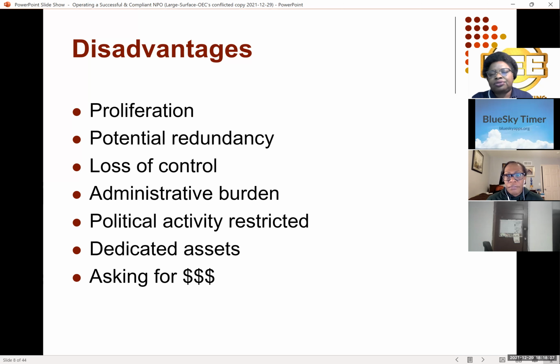As a 501c3, a nonprofit corporation, we're limited. We cannot do a lot of lobbying on behalf of people or issues. That's a whole class in itself. So our political activity is restricted. Again, our assets are going to be dedicated to the nonprofit in perpetuity. And probably one part of being a nonprofit is that most of our money has to come from the public. So that means we're going to have to ask for money.